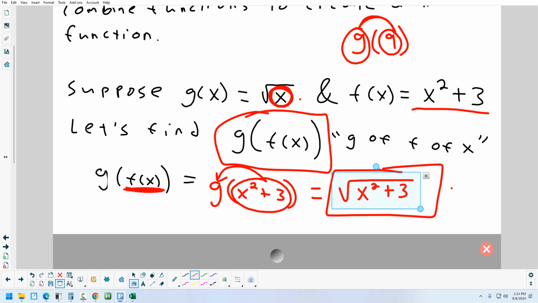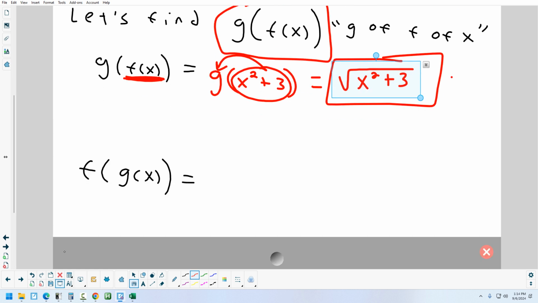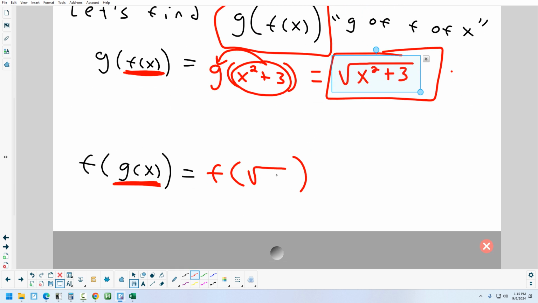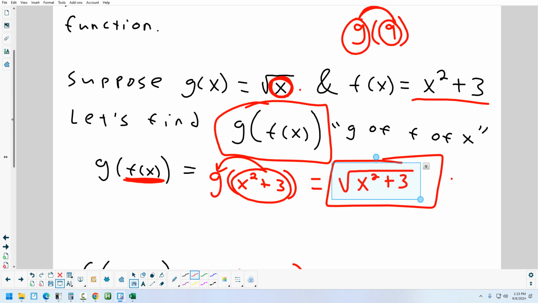Right, let's try another one. Same idea, but we're going to switch it. Instead of the g on the outside, now it's on the inside. So leave the letter that's on the outside and look up what this is. It says it's the square root of x. Where'd you see that? So g of x is the square root of x.